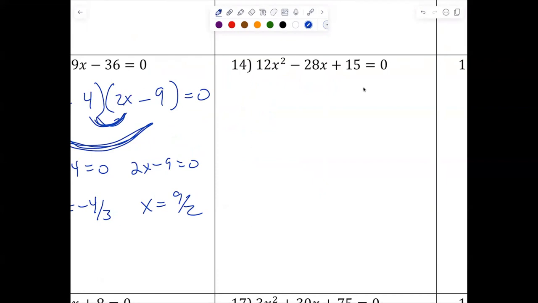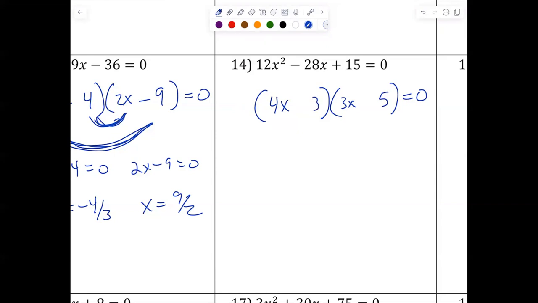Two sets of parentheses. All right, Palmer, what do I got? 4x and 3x. We could have done what? 6 and 2. We could have done 12 and 1. All right, factors of 15. Where do you want the 5 to go? Goes on the right. On the right, where does 3 go?